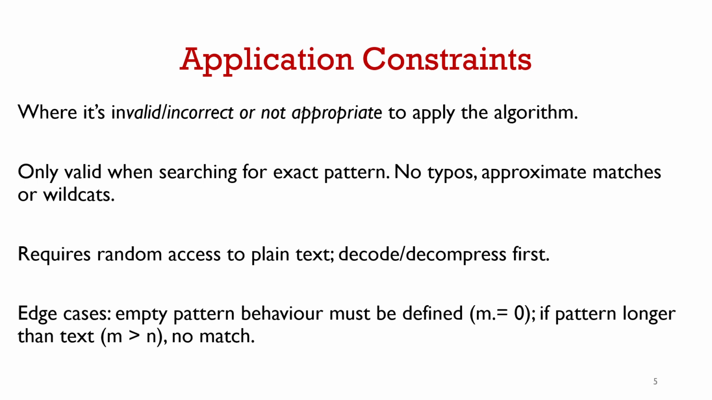Let's talk about the application constraints of the algorithm, where it is invalid, incorrect, or not appropriate to apply the algorithm. Think of it, when hitting Ctrl F, you can only find the exact text. You can't really ask for something like, give me all the text that is related to fish. This is exactly one of the constraints of the algorithm. No typos, approximate matches, or wildcards allowed. The algorithm also works on decoded text only. Encrypted or compressed data must be decoded first. And for the edge cases, if the pattern is empty, you must define the behavior, and if the pattern is longer than the text, no match is possible.